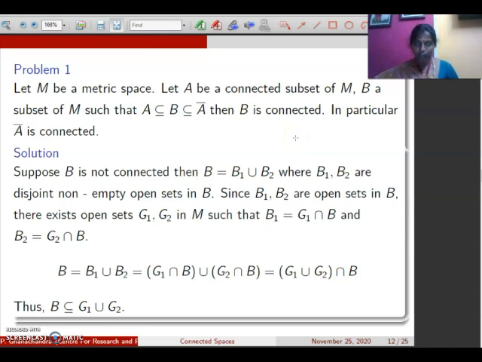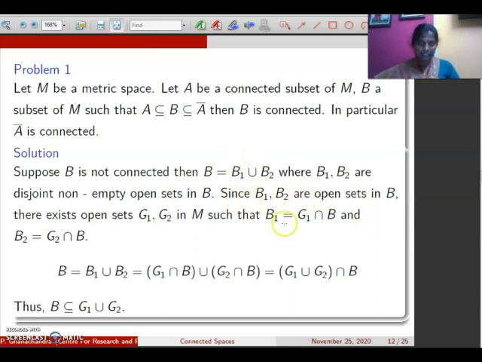This is a problem. We have to prove that a subset B that lies between A and A closure is connected whenever A is connected. We have to prove B is connected. Suppose we assume that B is not connected. B is not connected means B can be written as a union of two non-empty disjoint open sets. Here B1 and B2 are open in B.